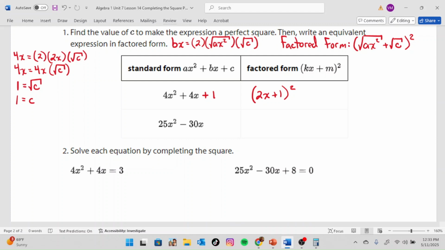We can always check the answer. 2x times 2x is 4x squared. 2x times 1 is 2x, times 2 is 4x, and 1 times 1 is 1. So this is the correct set of answers for the first example.